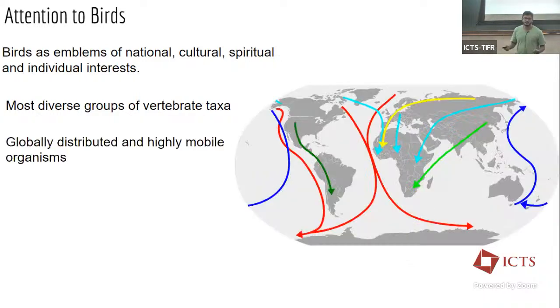They're globally distributed and highly mobile. So birds are going everywhere. They're migrating, they are shifting their ranges like Umesh showed yesterday. They're so mobile. So the chances of these interactions with parasites and humans or between birds are also more likely, fairly predictable perhaps.